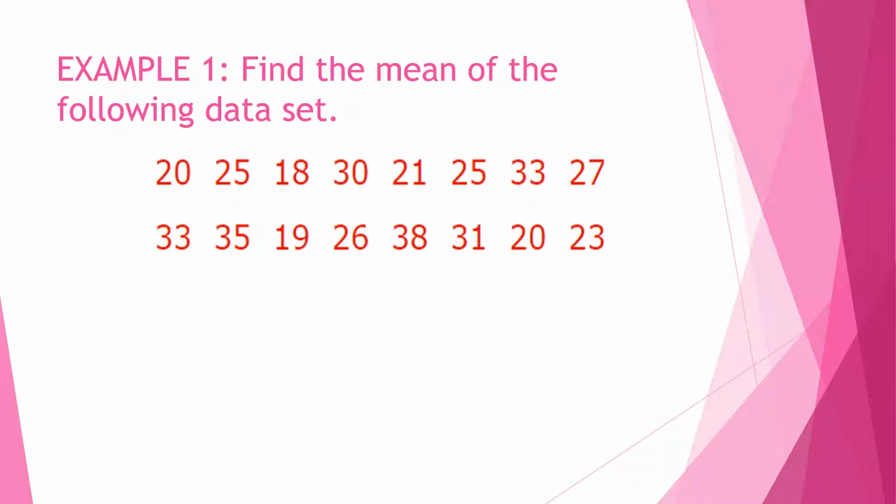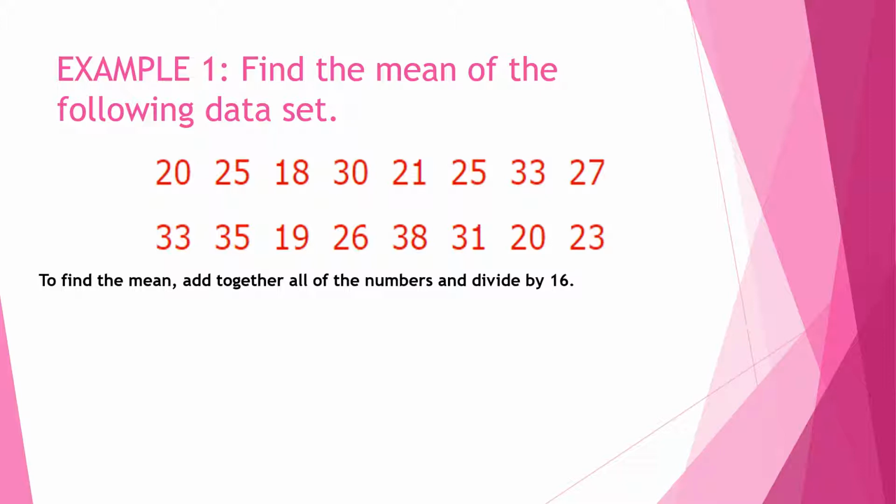Let's look at our first example. It says find the mean of the following data set. So we have 16 numbers here if you count them up. 2, 4, let me make sure, 2, 4, 6, 8, 10, 12, 14, 16. Yes, 16 numbers.